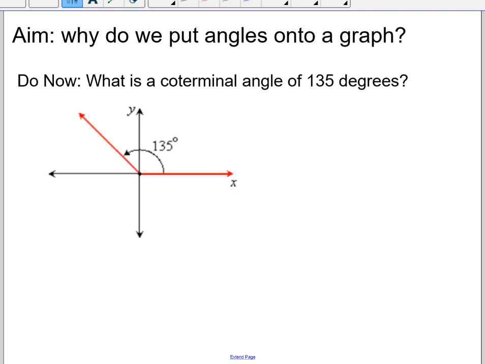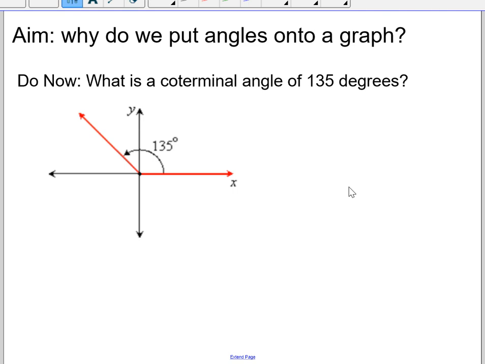Last week we talked about angles and we talked about them on graphs. We said that now we're putting them on the XY plane here and they are in standard position. If we have an angle that has its initial ray here along the x-axis, its vertex on the origin, and its terminal ray coming out from there as well. And then we talked about coterminal angles. What is a set of coterminal angles?